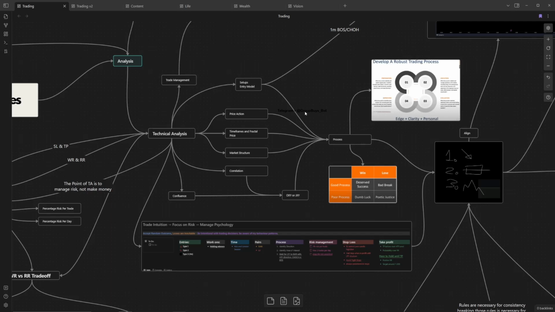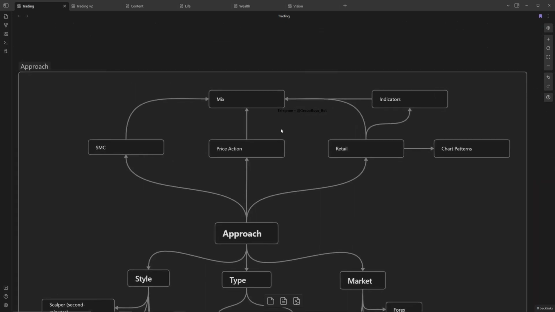So trading is a relatively complicated skill. So I like to keep it simple. My approach is price action. So how do candles move? Market structure, all that sort of stuff. All this works. Every strategy works. It's just about pattern recognition and finding what works for you.